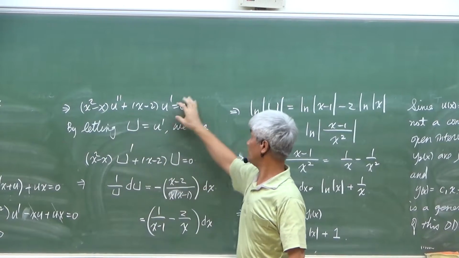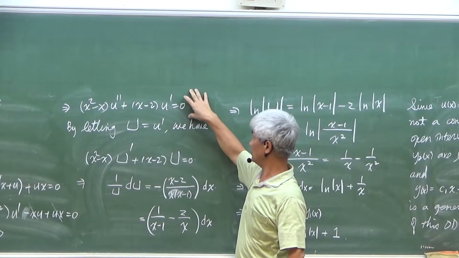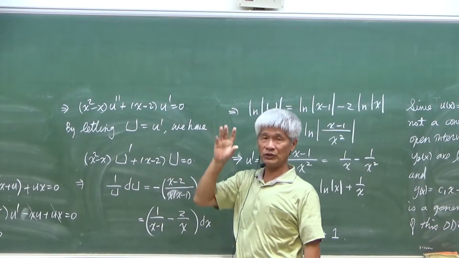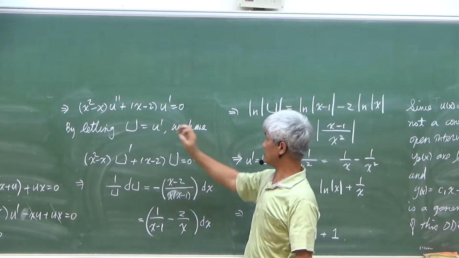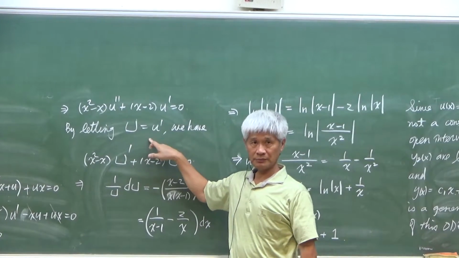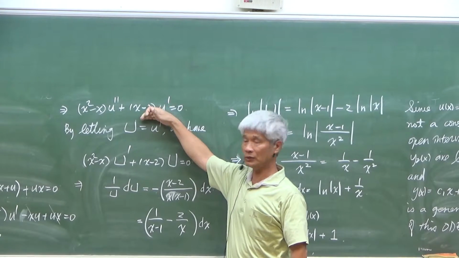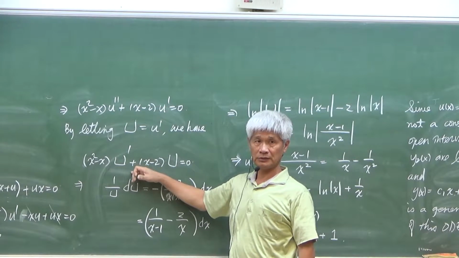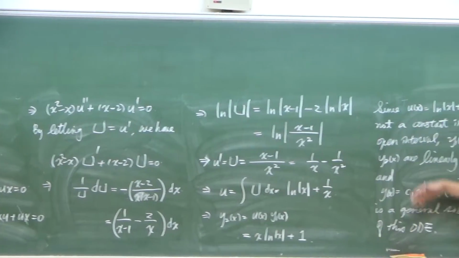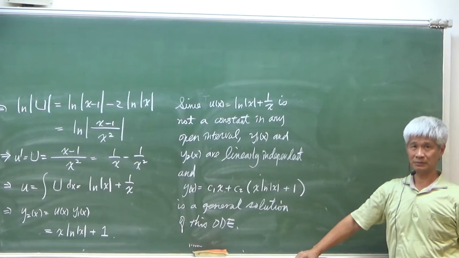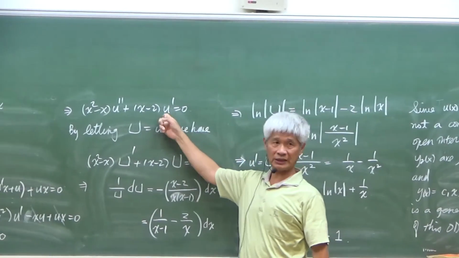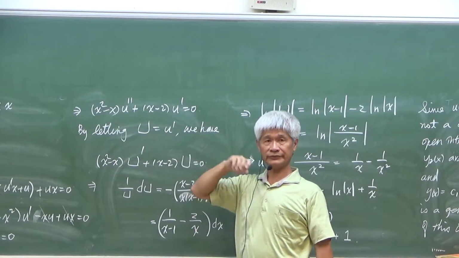Okay? We don't have a u term, right? In this case, the q of x coefficient is equal to 0. So that's why we can let the capital U be u prime, and turn this second order ODE into a first order ODE. Okay, and then the following derivation is the standard one. Okay, so the key idea is that we must have such a special type of second order ODE.